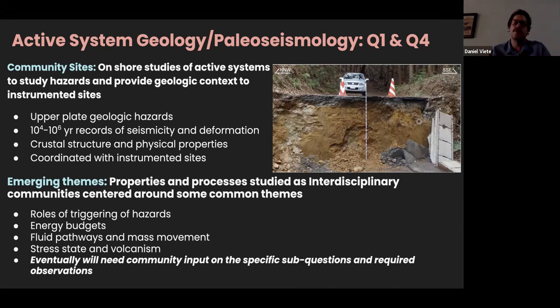So some of these would include potentially the roles of triggering of hazards in the upper plate, energy budgets, which is a strong focus of the landscapes and seascapes working group in SZ4D, fluid pathways and the movement of material, and stress state and implications for volcanism, which would reach out to the MDE working group. So eventually we'll need community input on these specific sub-questions that we're using to branch out interdisciplinarily.